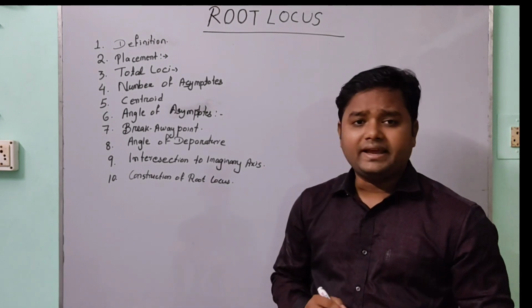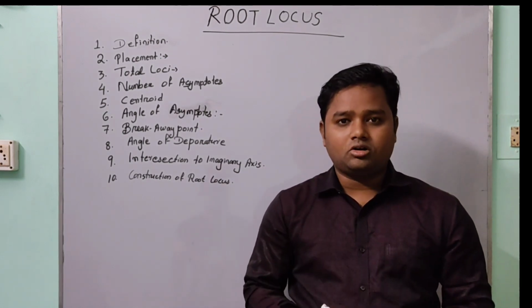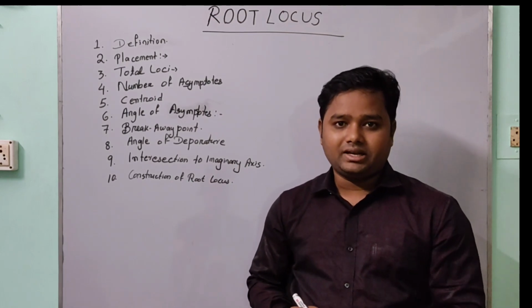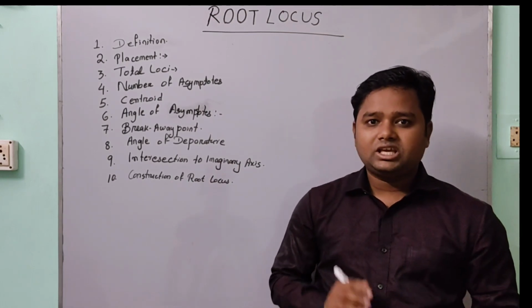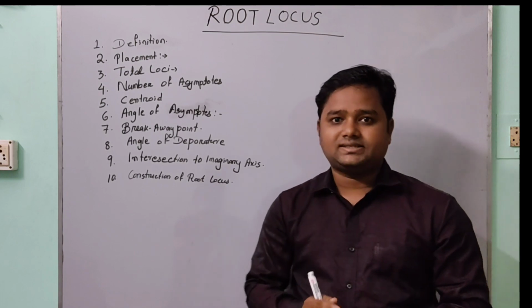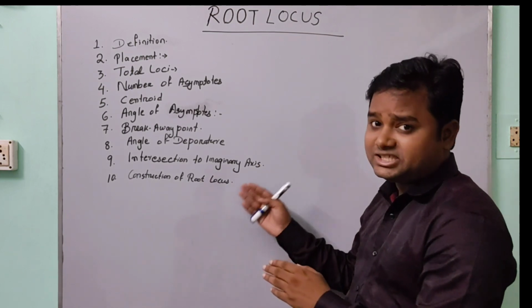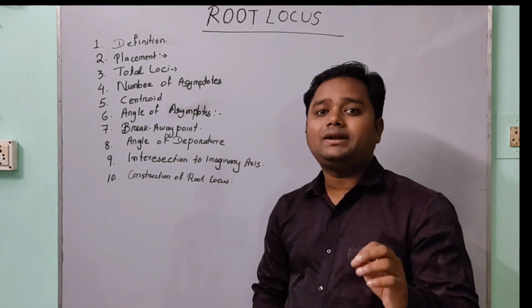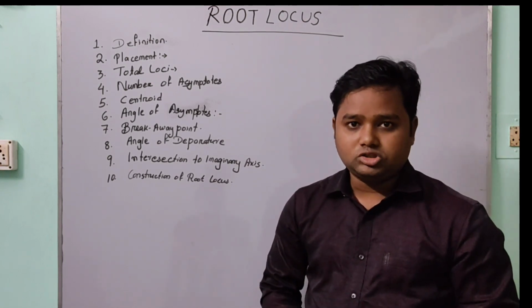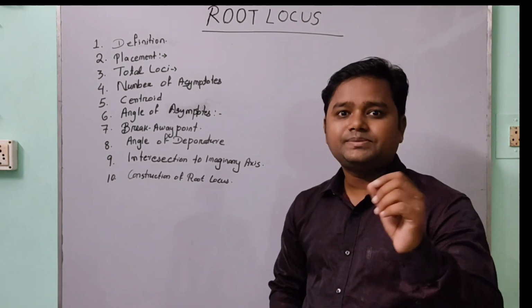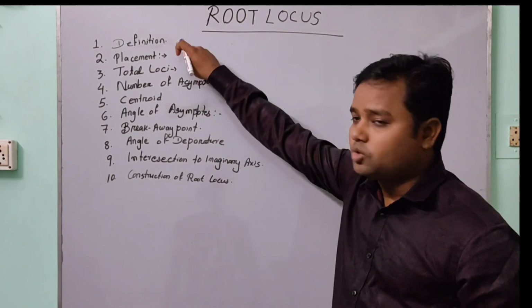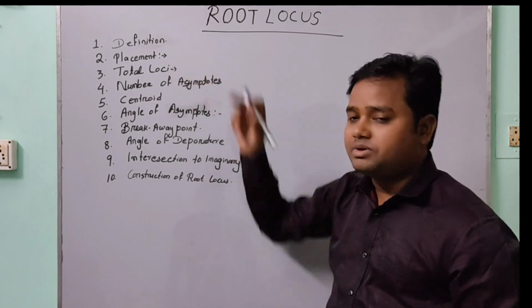Root locus is a graphical method to test the stability of a control system dynamically. Dynamically means if the value of K changes, that means if the roots change from one place to another place in that region, we will test the stability of the control system graphically. This process is known as the root locus process. Definition part is over. Next we will go for the placement part.